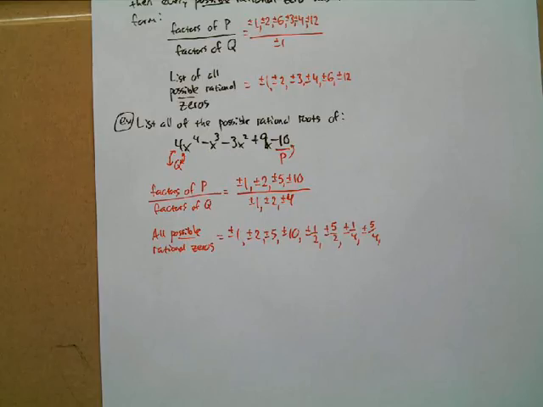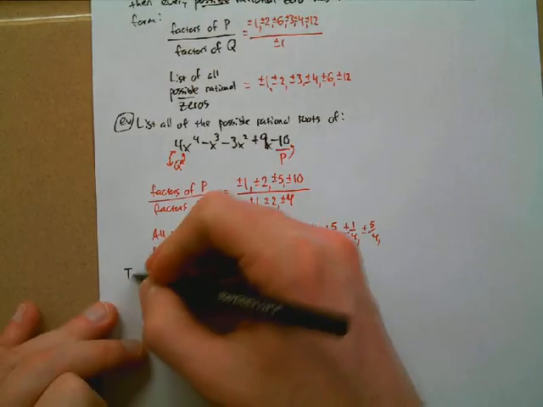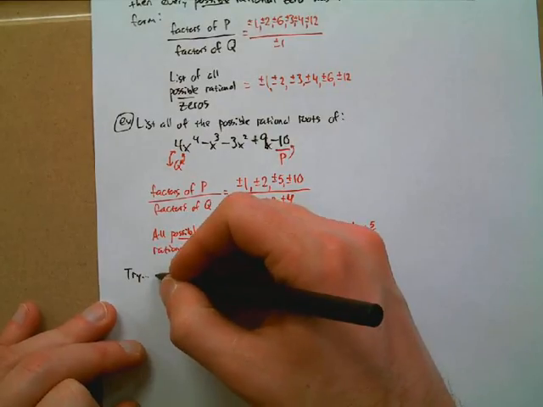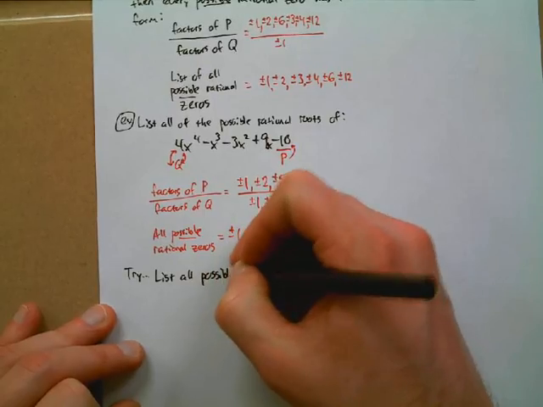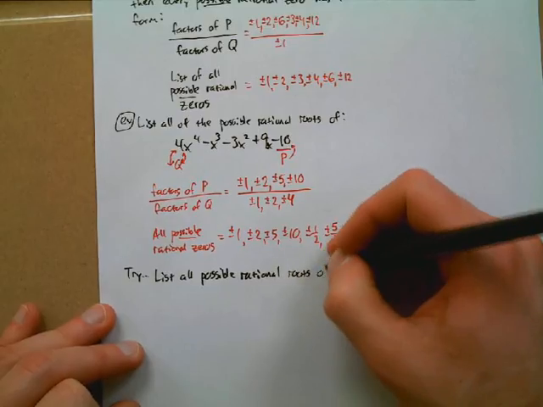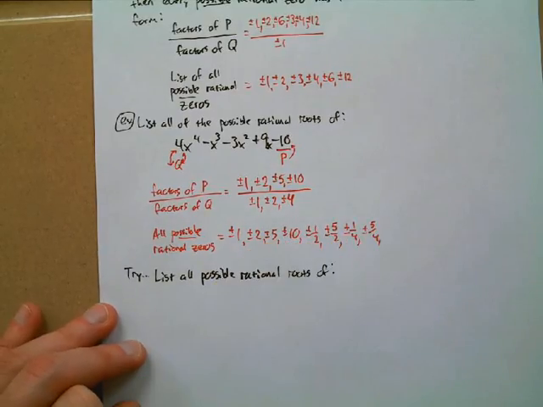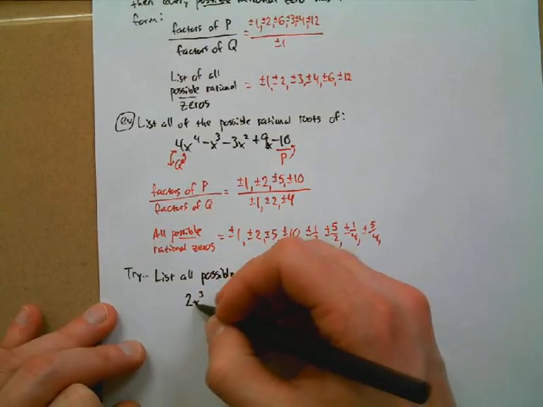Okay. I'm gonna have you guys try one here. So you guys try this one, okay? And then we'll actually do some guessing and checking. So try, again, list all possible rational roots of 2x cubed plus 3x squared minus 11x minus 6.